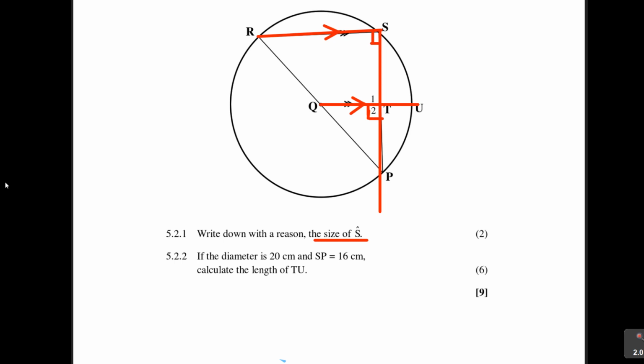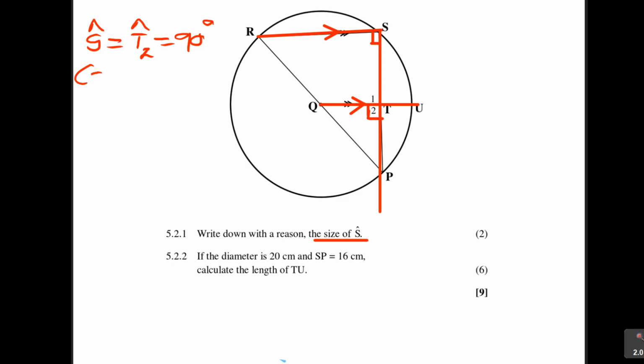And what are you using? We are using the F angle here. Look at this. This is what I'm having here. And this is what? Corresponding angles. Are you seeing that? Those angles are equal. So you can actually come here and say angle S is equal to angle T2, which is equal to 90 degrees.